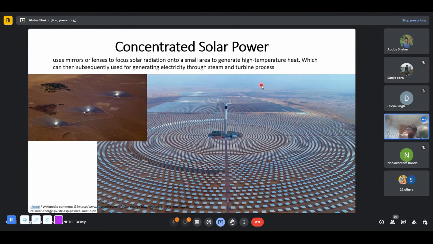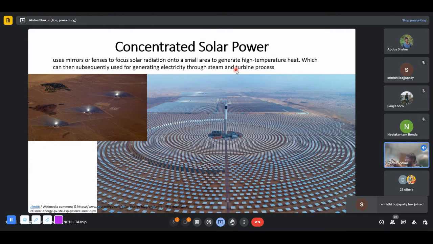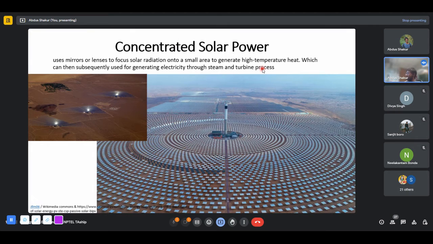And the third one is concentrated solar power. So what is this? These are all mirrors that you're seeing. What does it do? All the mirrors are aligned such that when the sun falls on them, they focus all their solar radiation onto a smaller area, like what you can see here as a tower. And that leads to high temperature and heat, which can then subsequently be used to generate electricity.